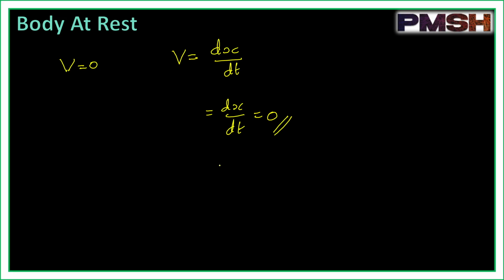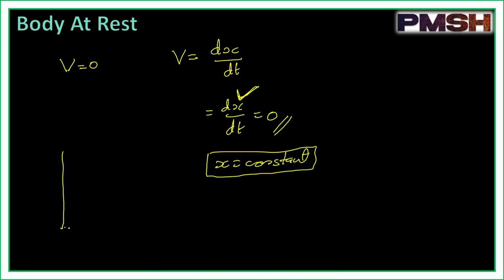When will the derivative become 0? dx by dt means it is the derivative. When will the derivative become 0? Only when this quantity is a constant. That means x is a constant. Clear? x is a constant, which means displacement is a constant.